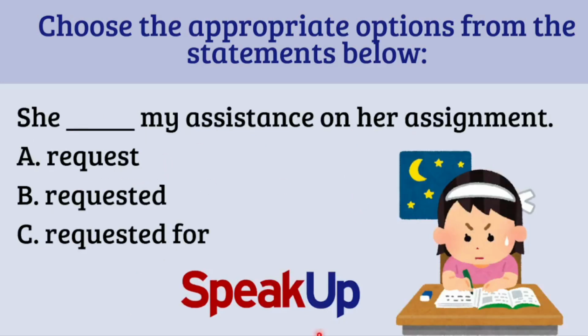All right, next one for you. Try again. She, A, request. B, requested. C, requested for. Which one is correct? Try to find the correct answer, and the answer is letter B. She requested only. Do not write a preposition here. So, she requested my assistance on her assignment. Very, very simple. Did you get it correct?